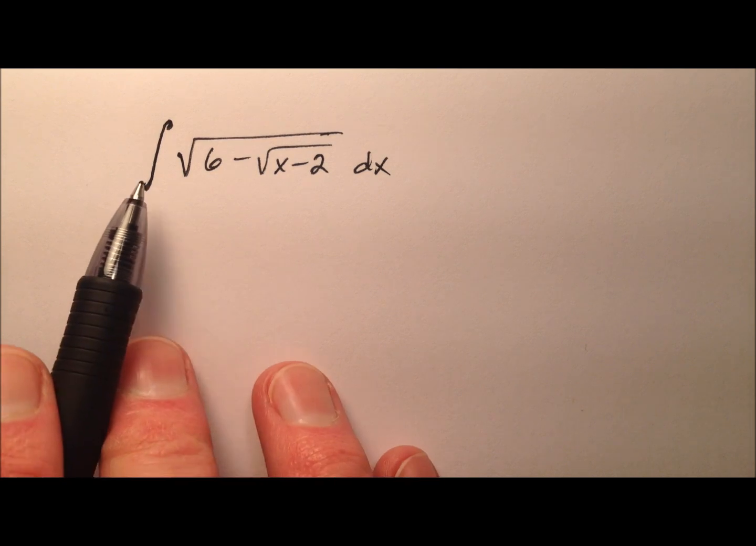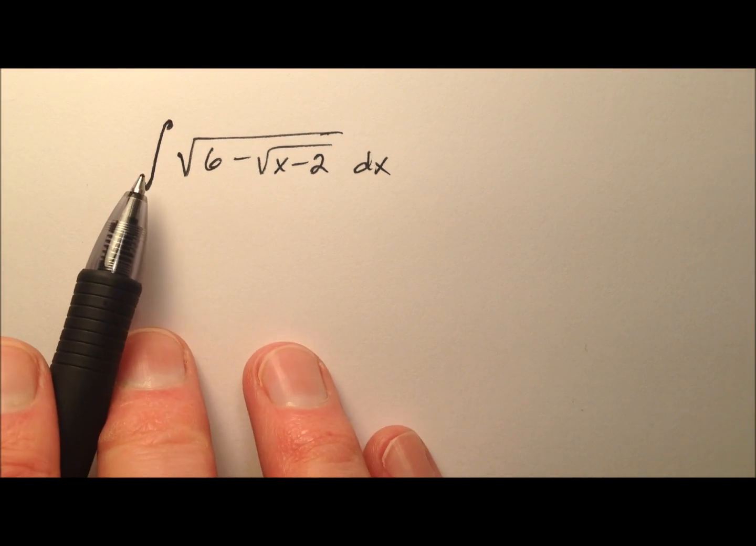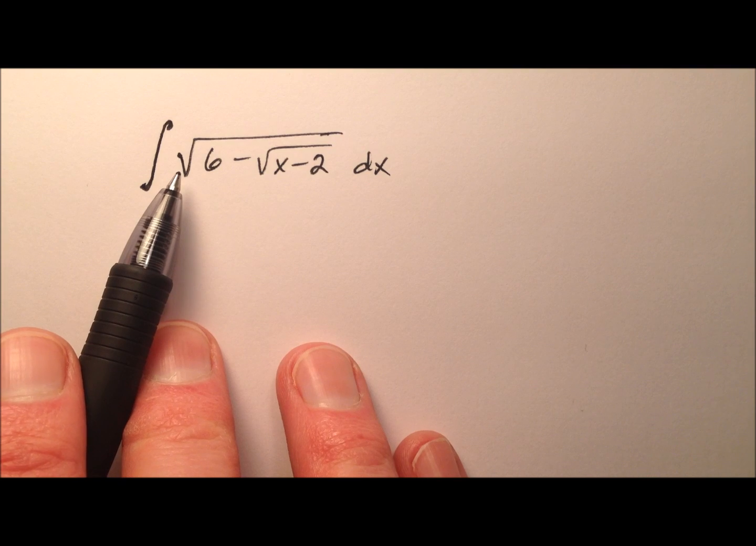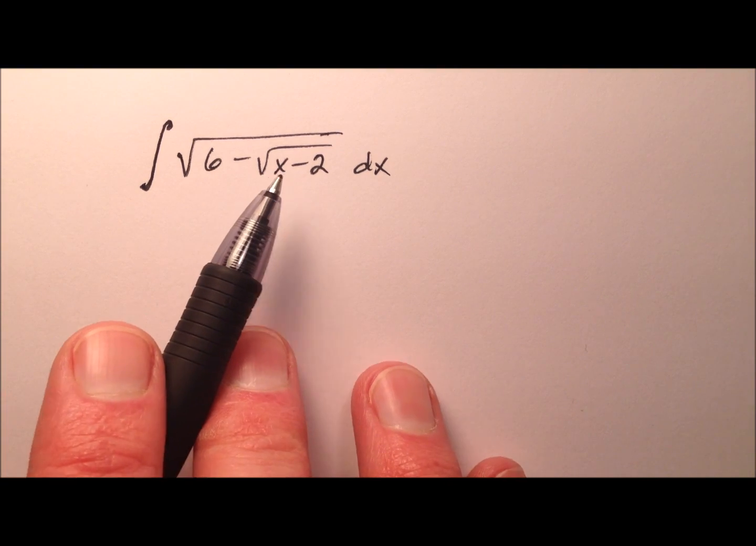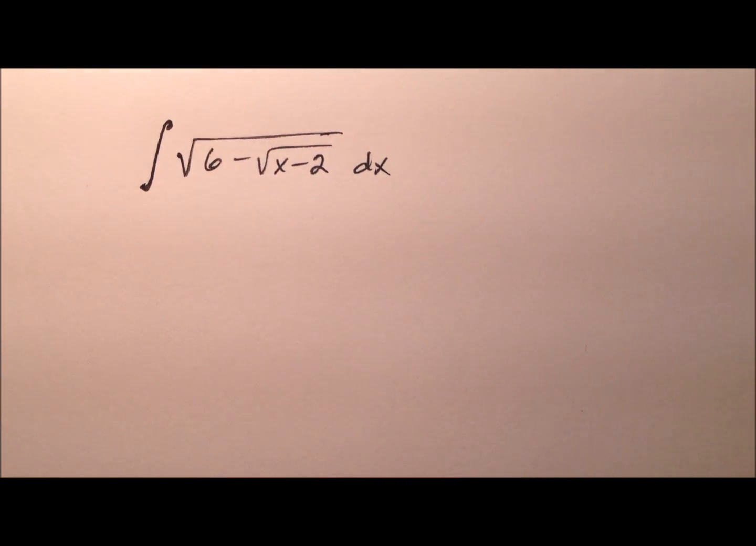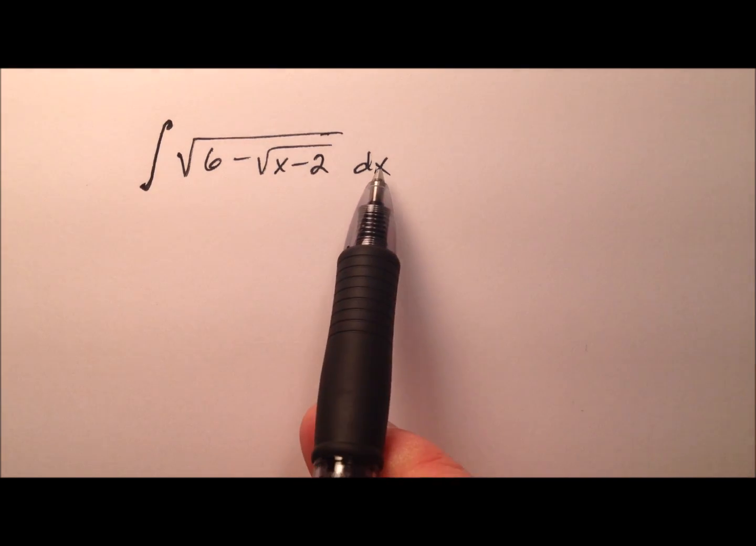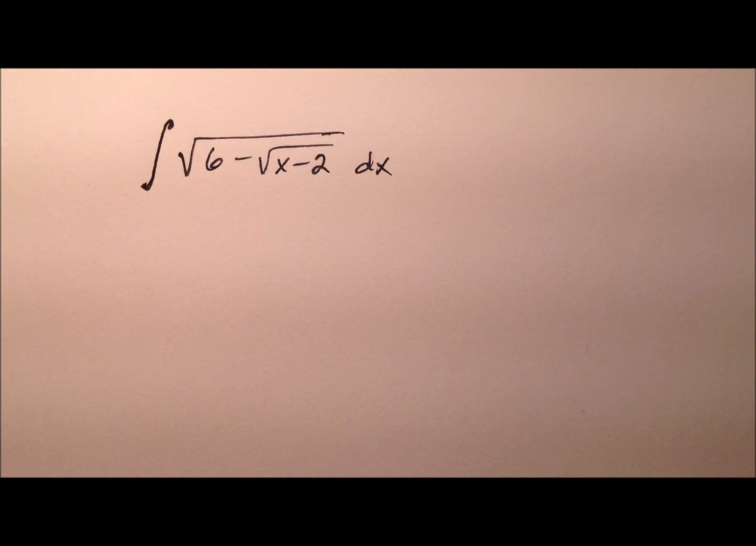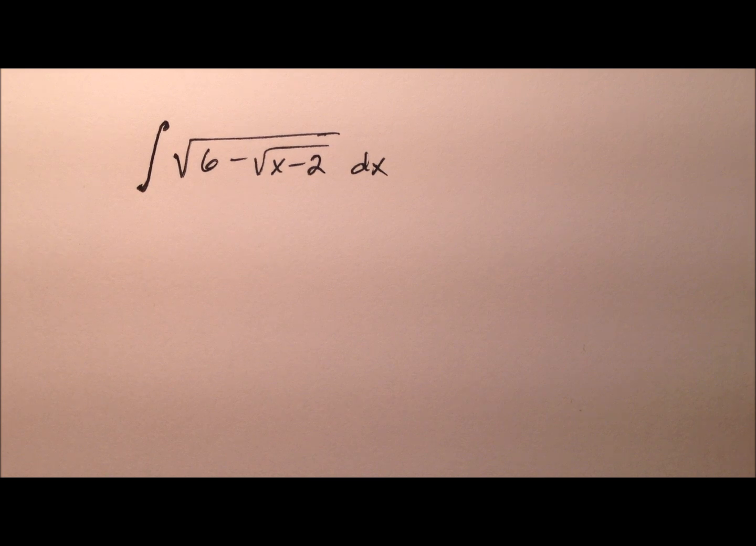In this example, let's go ahead and find the integral here. And so we have the integral of the square root of 6 minus the square root of x minus 2. So we kind of have embedded radicals in this expression. And then, of course, we're doing it with respect to x. So it looks like we're going to need a u substitution.